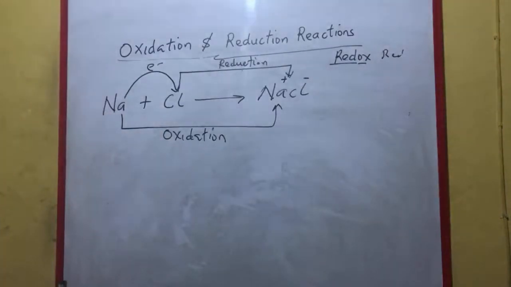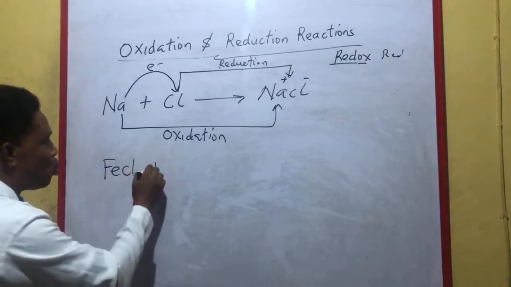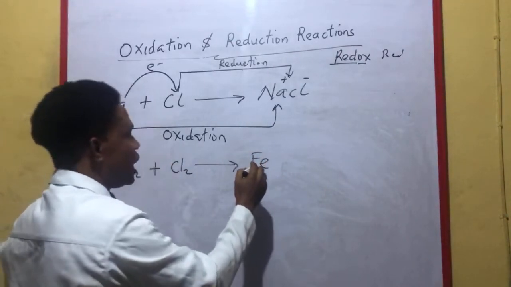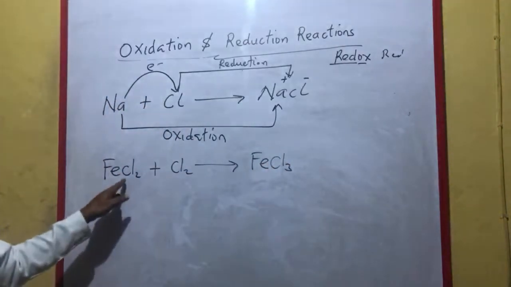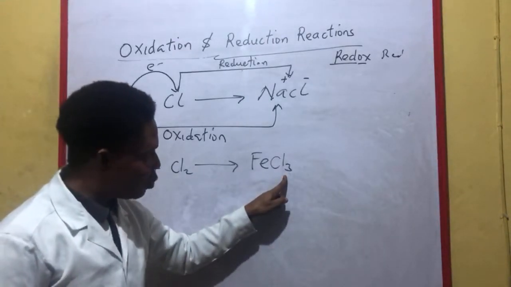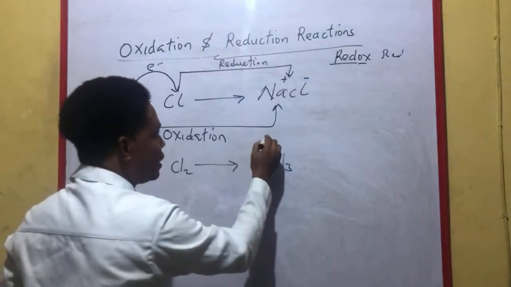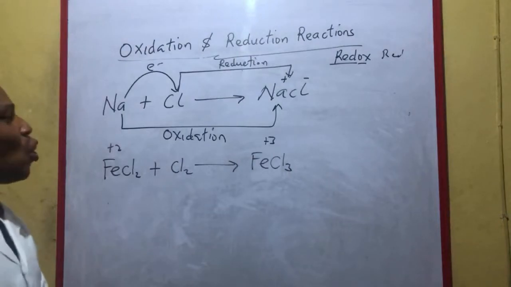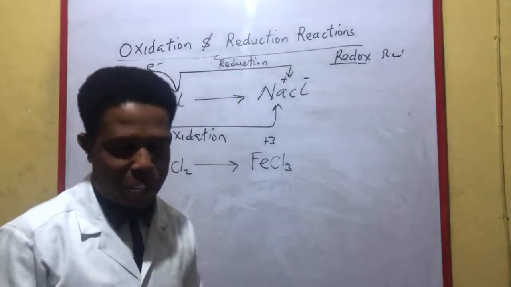Now, let me give you another example again. Look at iron 2 chloride. Iron 2 chloride plus chlorine to give you FeCl3. Now, this is iron 2 going to iron 3. Okay? So, this is iron 2, plus 2. This is iron 3, plus 3. And remember, we said that oxidation is an increase in oxidation number.